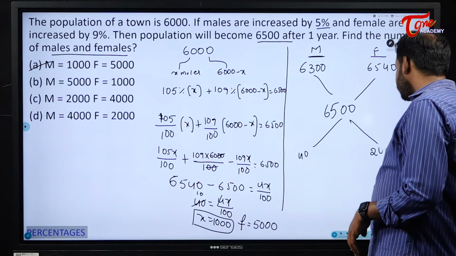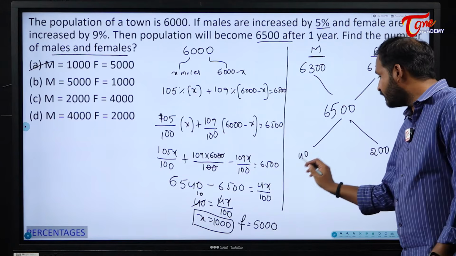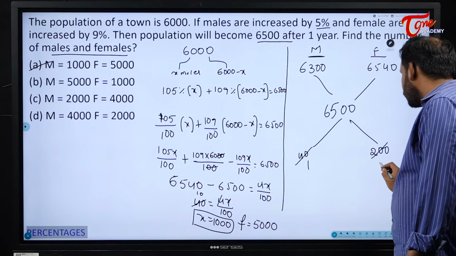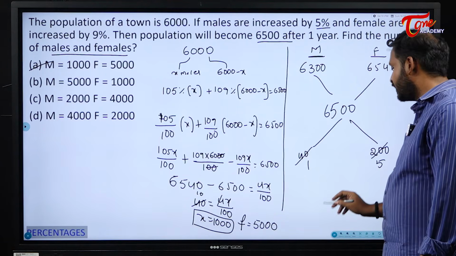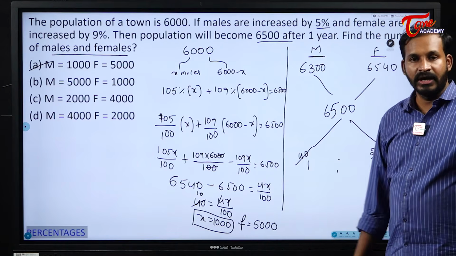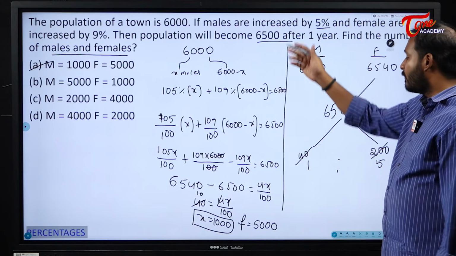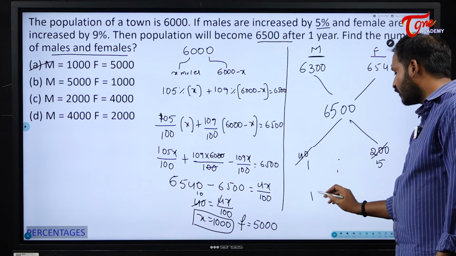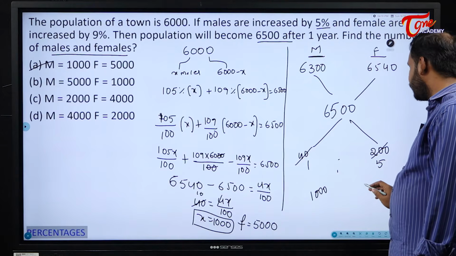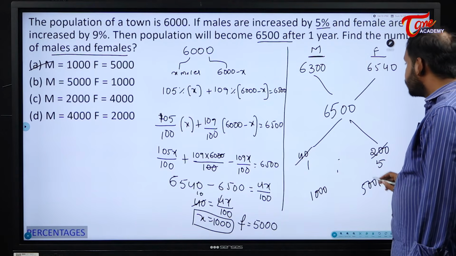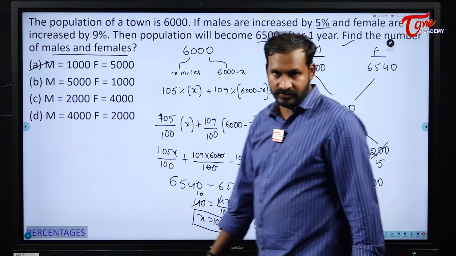That means male and female population are in what ratio? 1:5 ratio. So the total population is 6,000. One part will become what? 1,000. Male will become 1,000 and female will become 5,000. So this one is done with the help of the allegation rule.